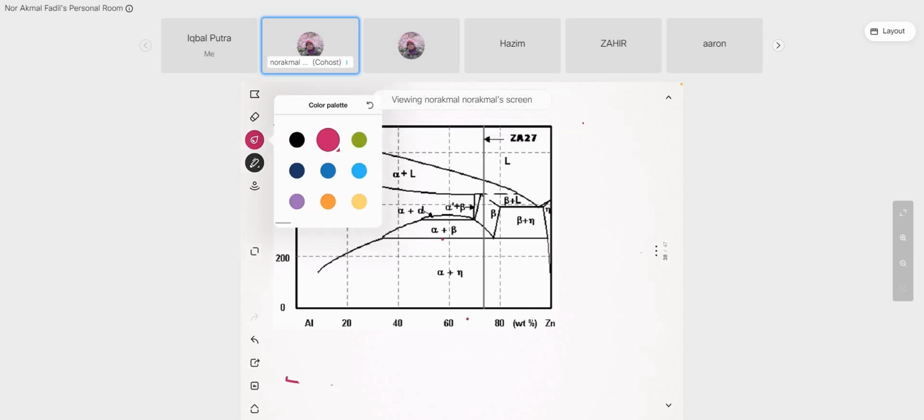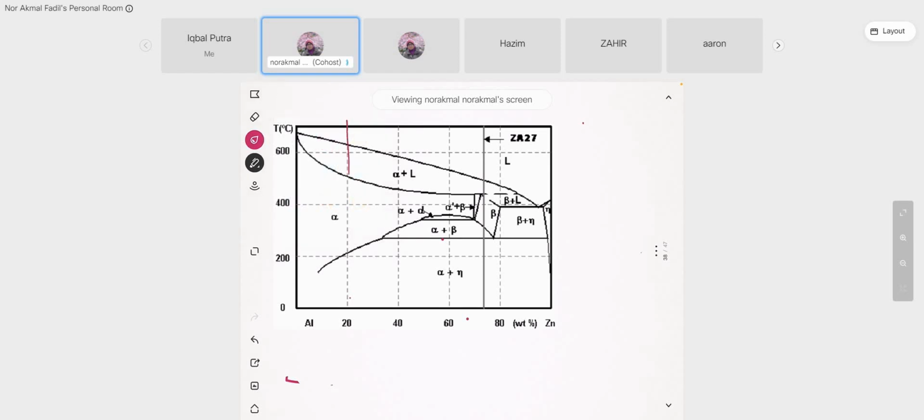let me choose, for example, the 20% of alloy. Okay, this is the alloy. You need to choose one alloy. For this alloy, it consists of 20% zinc plus 8% aluminum. So why do you choose this one?